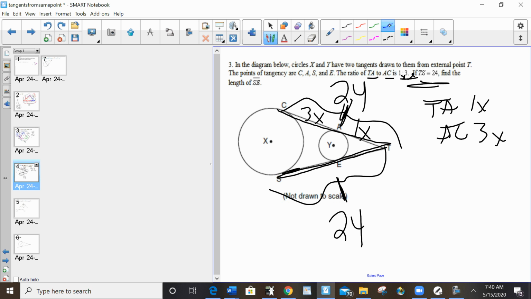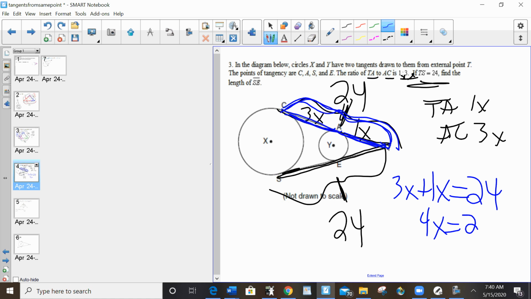So what I see here is that these two pieces together make up this whole thing. So if I add TA and AC, that should give me TC. So 3x plus 1x must equal 24. Since these two small pieces add to make this big piece, I just take the expressions that make up the small pieces, add them to equal the expression for the big piece. 4x equals 24. I do the algebra. X is 6.